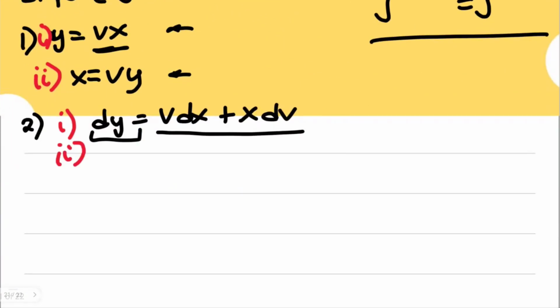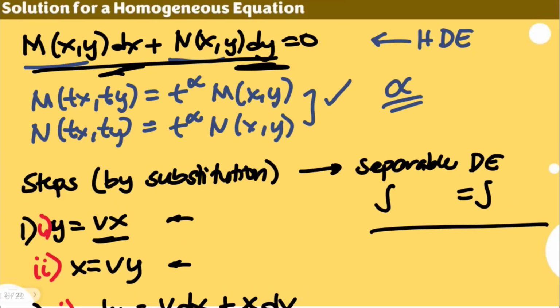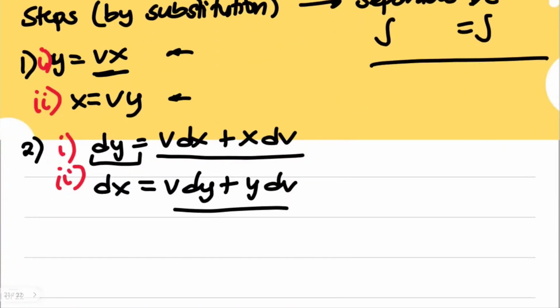But if you're going to choose the second, where you express x in terms of vy, your derivative of x would be v dy plus y dv. This would be substituted to our dx here. This is a guarantee that when you choose any of these two connected to our step 1, I's will be patterned to I's, double I's to double I's. So we're going to pattern that.